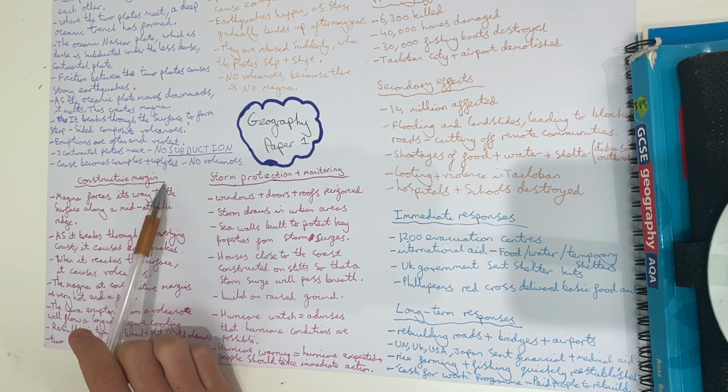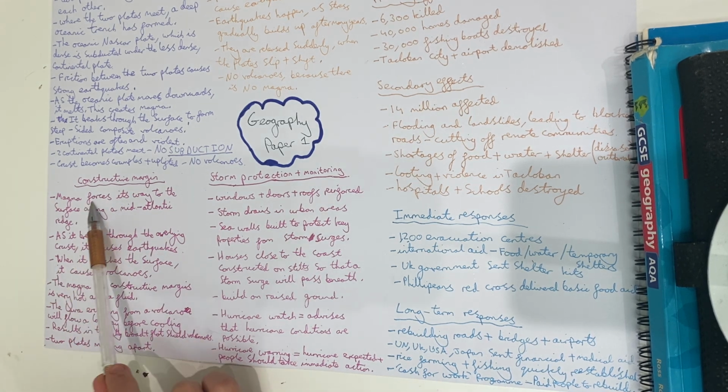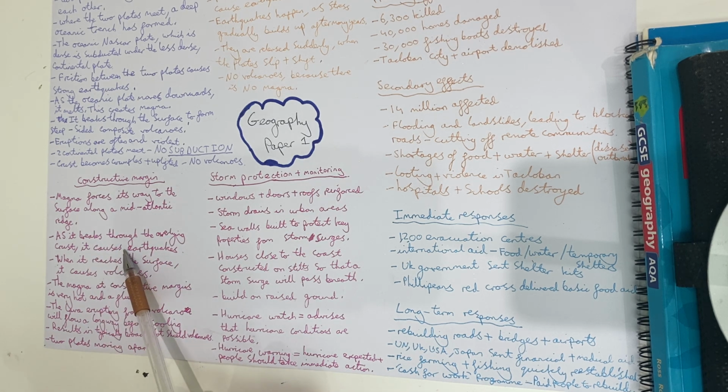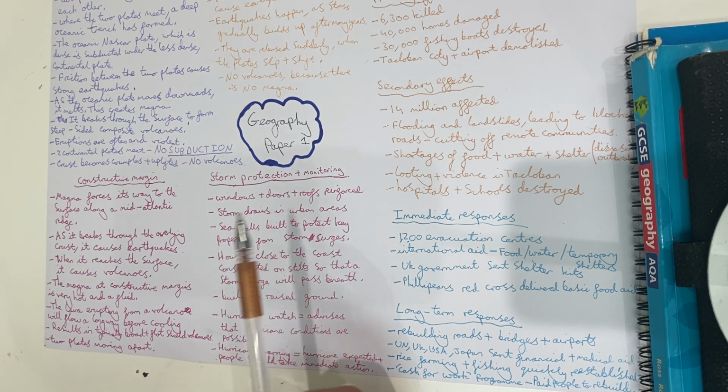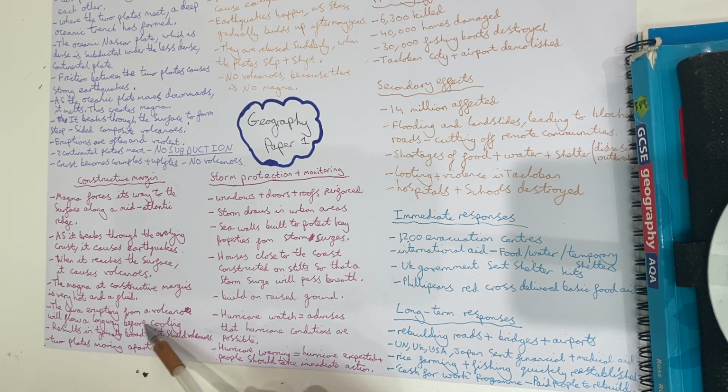So for the constructive margin, we can see that magma forces its way to the surface along a mid-Atlantic ridge. As it breaks through the overlying crust, it causes earthquakes. When it reaches the surface, it causes volcanoes. The magma at constructive margins is very hot and in the form of fluid. The lava erupting from a volcano will flow a long way before cooling, therefore resulting in a broad, flat, shield-shaped volcano. And yeah, the general definition is that it's two plates moving apart from each other.